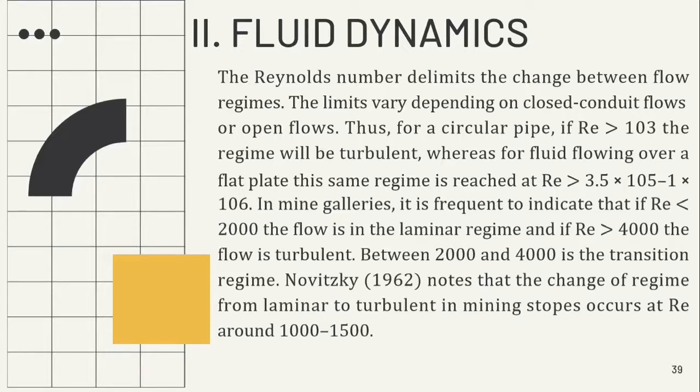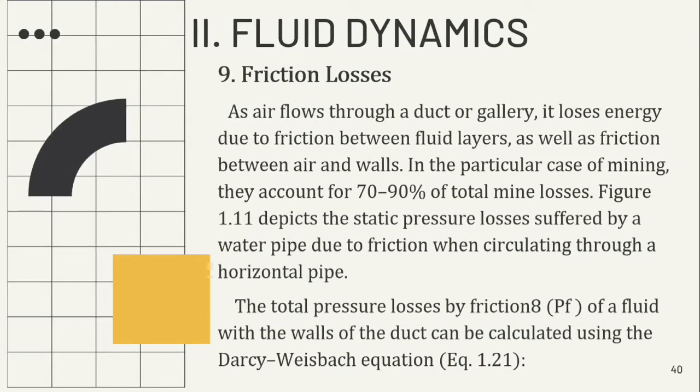In the mining galleries, it is frequent to indicate that if Re is less than 2000, the flow is in the laminar regime, and if Re is greater than 4000, the flow is turbulent. Between 2000 and 4000 is the transition regime. Novitzke, 1962, found that the change of regimes from laminar to turbulent in the mining stopes occurs at Re around 1000 to 1500. Number 9. Friction losses.